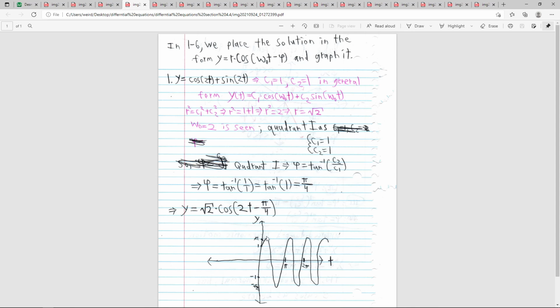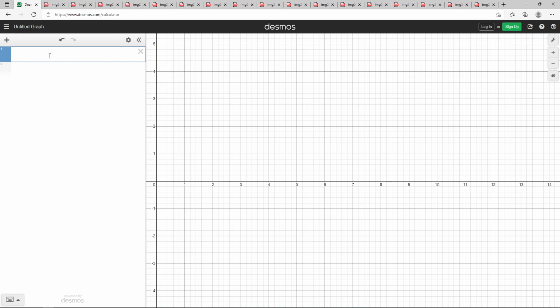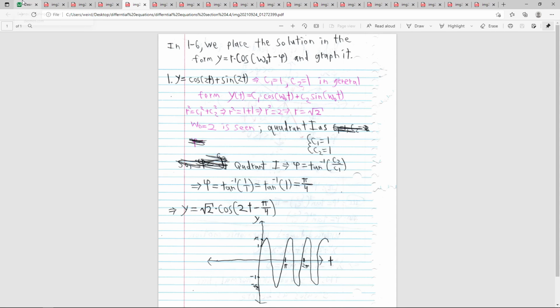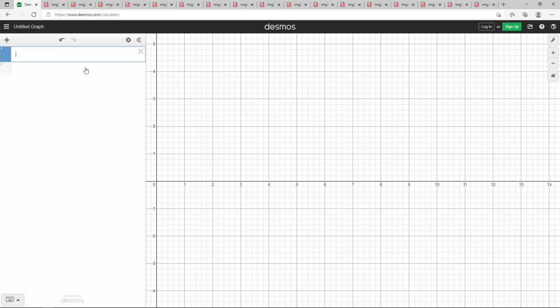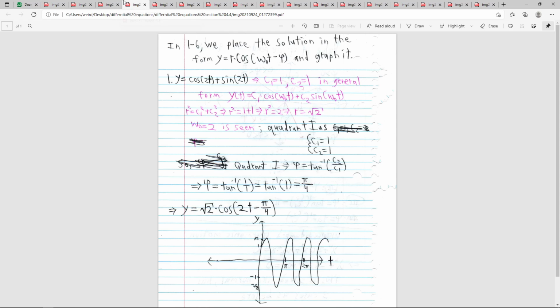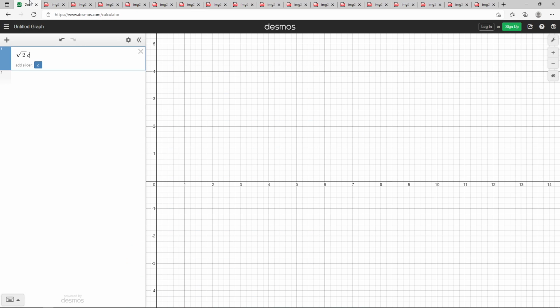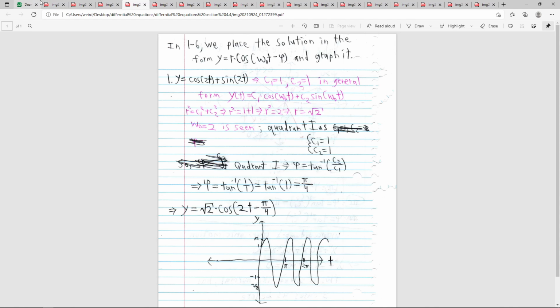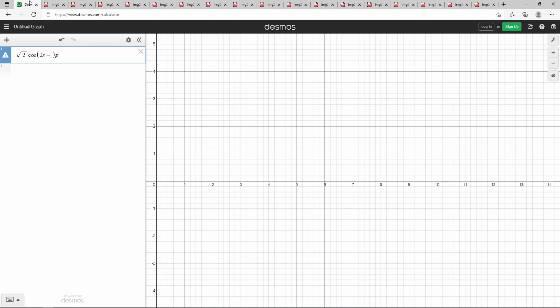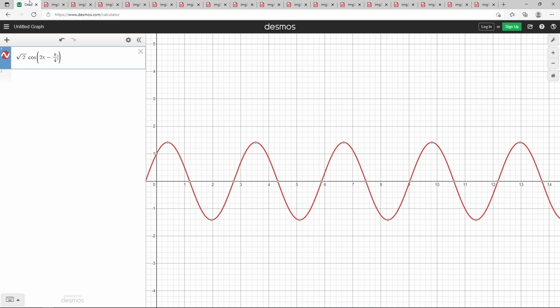It's going to look like that. And the main thing to note is, we'll show this in a graph real quick. I'll show it in one where we can get points. So square root of 2 times cosine of 2x minus pi fourth. You can find these online. Because this one is a little bit finicky when it wants, not paying direct attention.